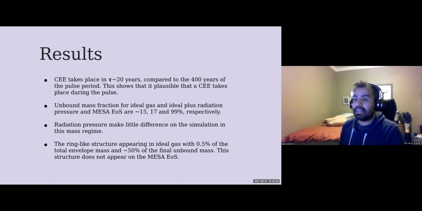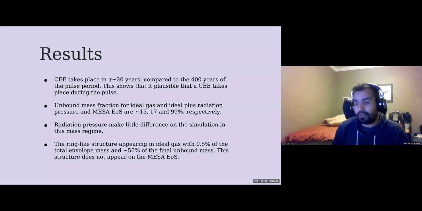The second one is that the unbound mass fraction is really different between the first three models and the MESA equation of state, which is roughly 15 and 17% for the first two models, and 99% for the MESA equation of state. Radiation pressure, as I said before, makes little difference on the simulation overall for our purposes.